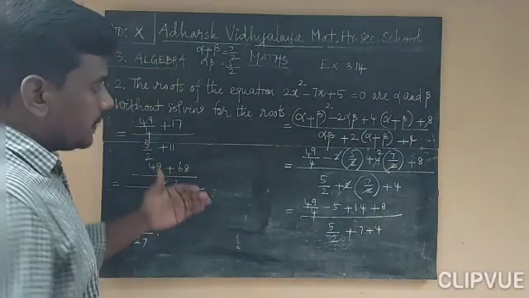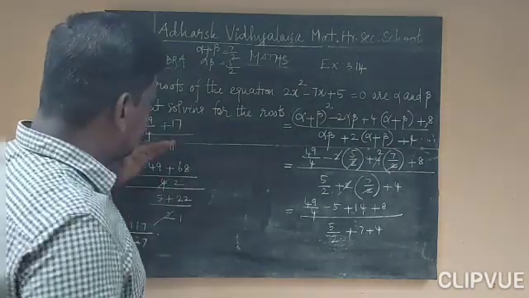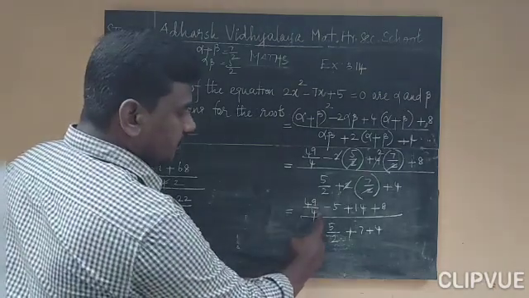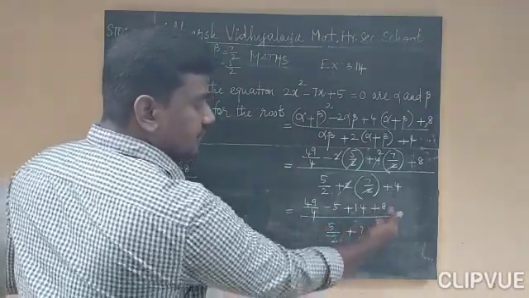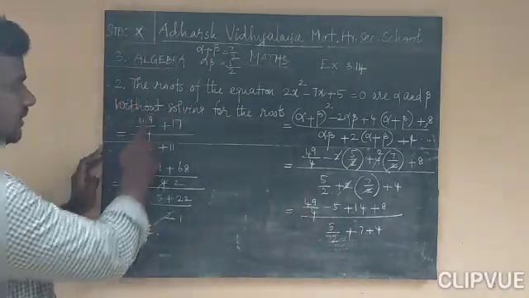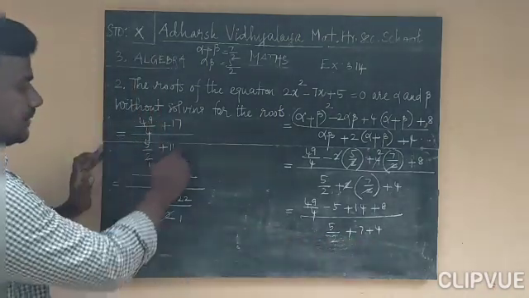Listen children, due to insufficient space I have solved this problem. Look at this, I will explain you. Here 49 by 4 minus 5 plus 14 plus 8. I can simplify it. 14 plus 8 is 22. 22 minus 5 means 17. So 49 by 4 plus 17 divided by 7 plus 4 is 11. So 5 by 2 plus 11.